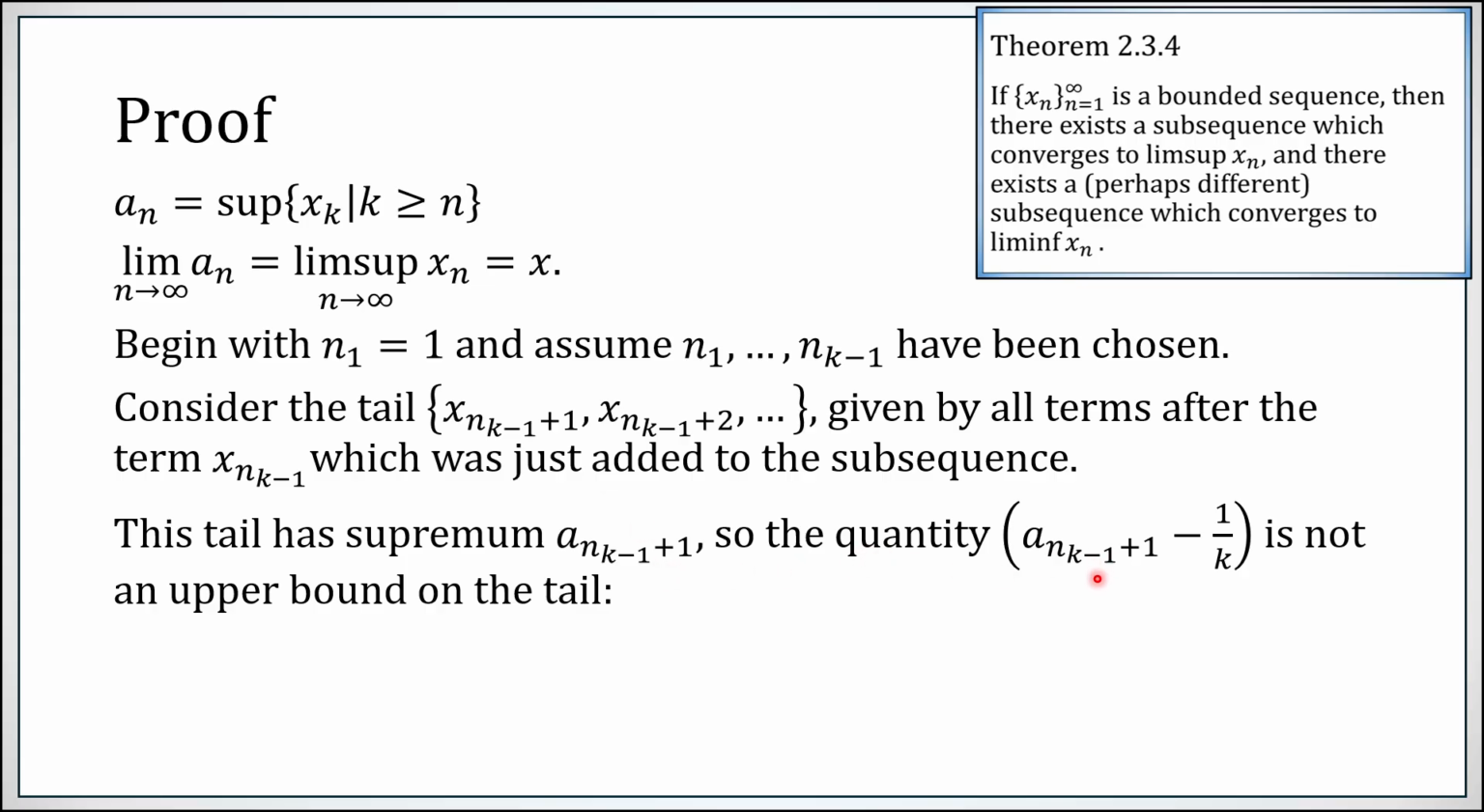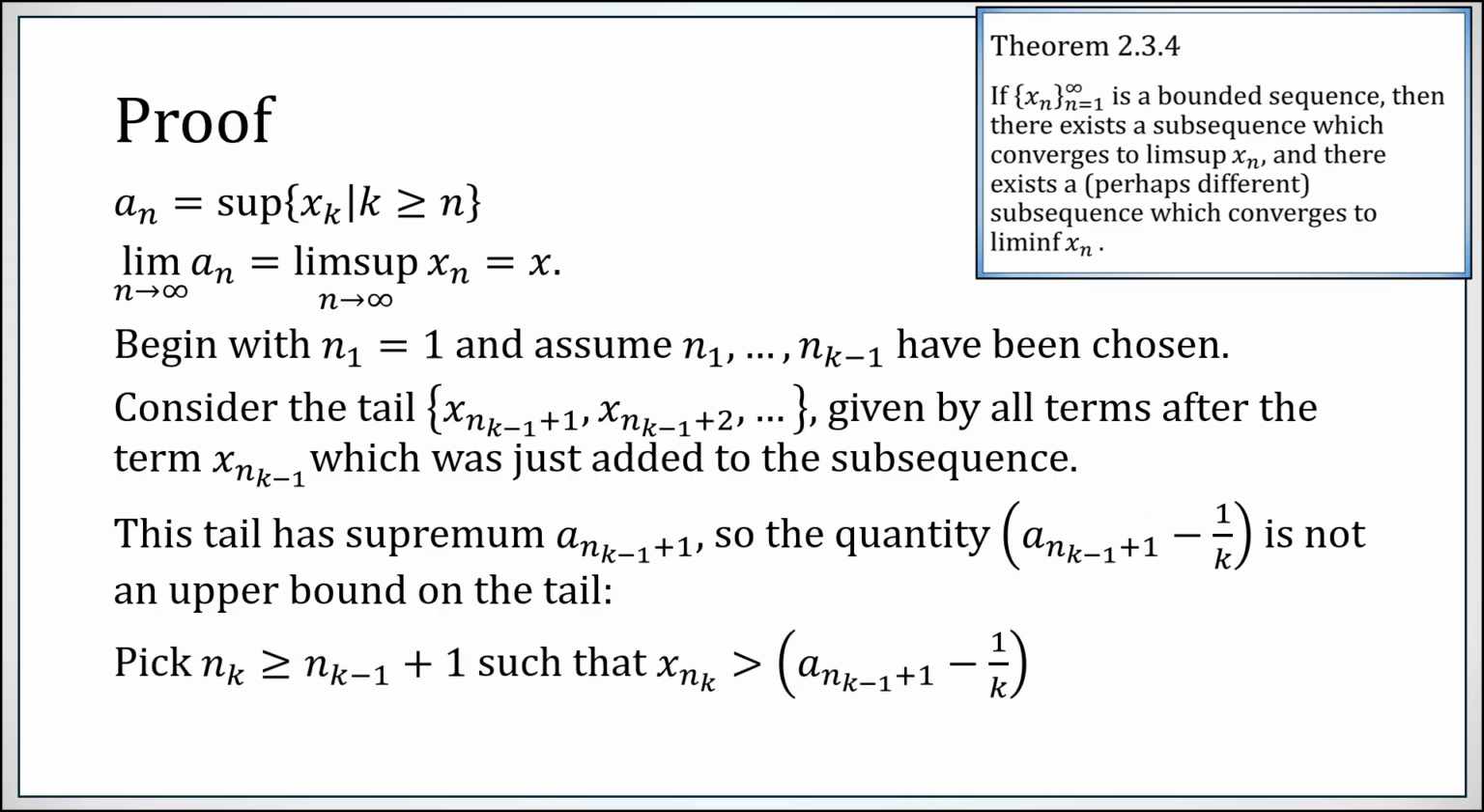So this quantity, this term of the sequence minus 1 over k, isn't an upper bound on the tail because it's less than the sup. It's the sup minus something. If it's not an upper bound, there is something in the tail bigger than that. Something in the tail is bigger than this number that is not an upper bound. Whatever that index is, which is inside this tail, and therefore the index has to be bigger than n_{k-1}, pick that to be n sub k.